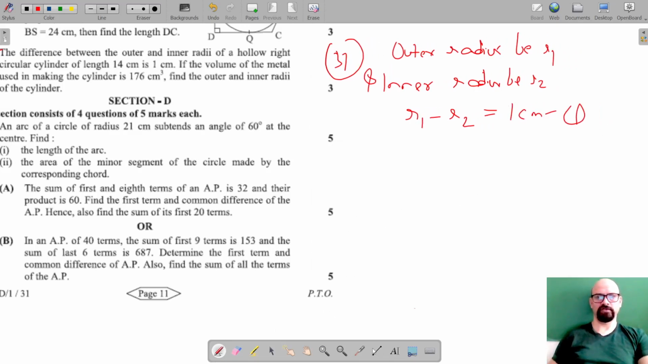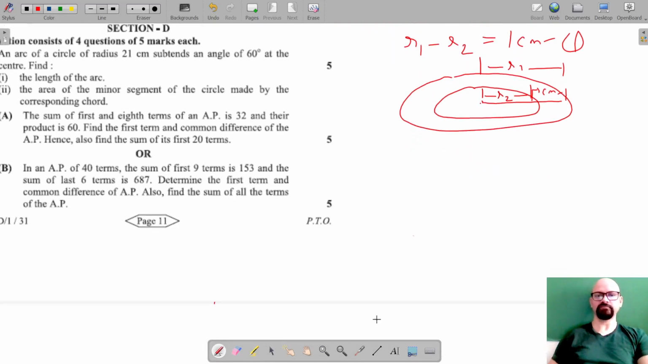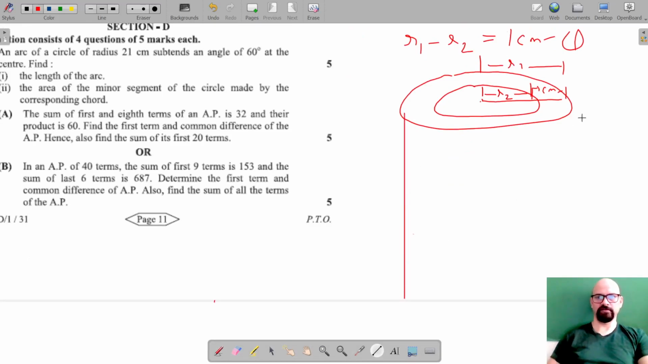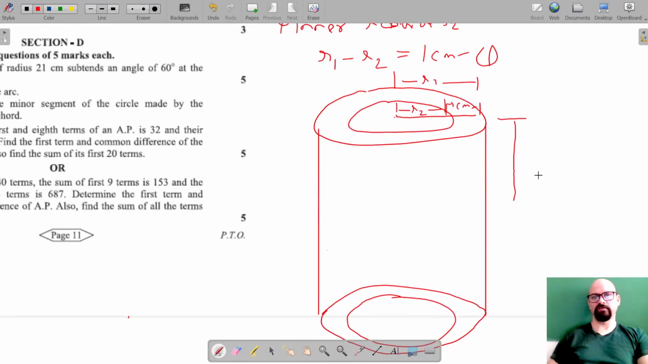Let's try to understand this question. Let's say this is the cylinder with the inner and the outer radii. This is the outer radius R1. This is the inner radius R2, and the difference between them is 1 centimeter. Now let's draw this as a hollow cylinder. This is the base with outer and inner radii. Now the length of this cylinder is 14 centimeters.